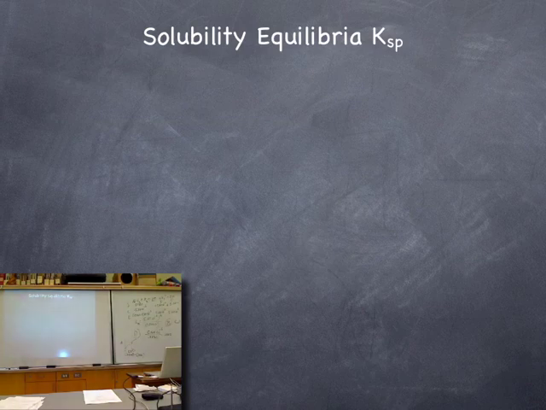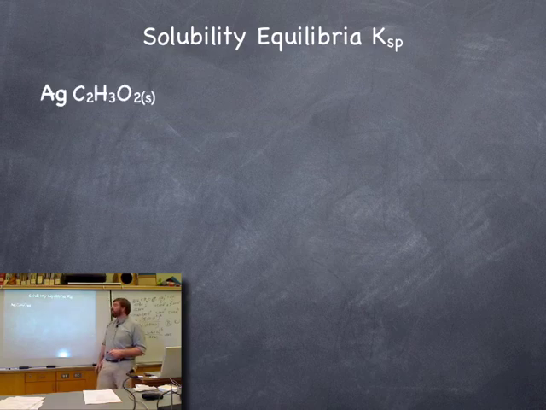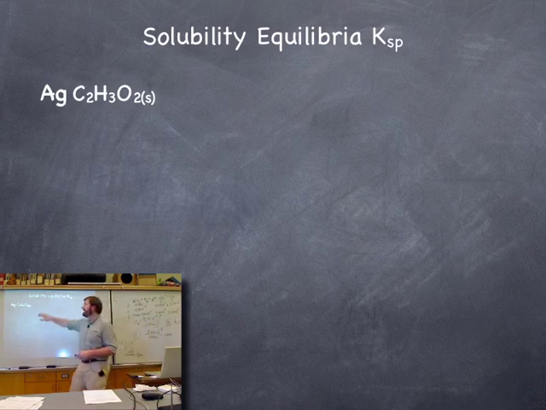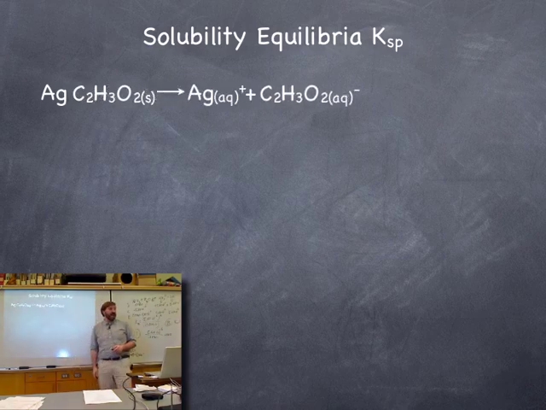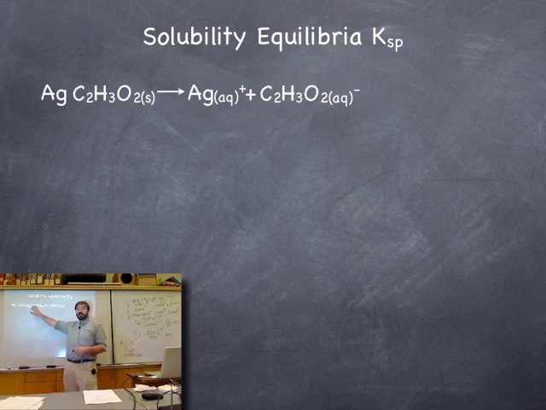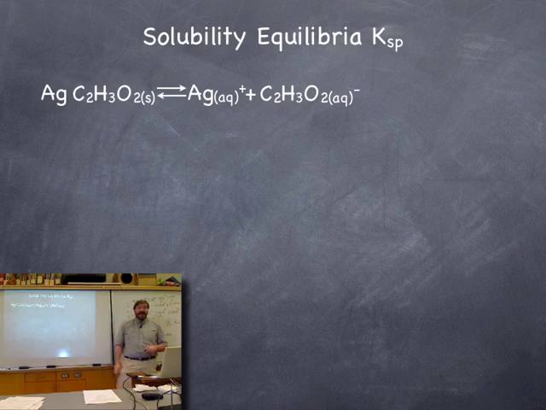So a solid ionic compound breaking apart. So our silver acetate, breaking apart, dissolving in water, okay, to form the silver ions and the acetate ions. Of course, we're changing this from being a one-directional equation to being an equilibrium situation. And so that's where we have the Ksp. Ksp is defined as a solid breaking apart into its ions.